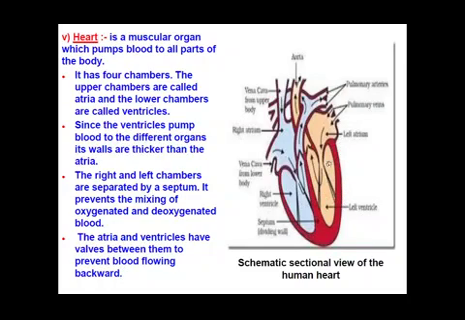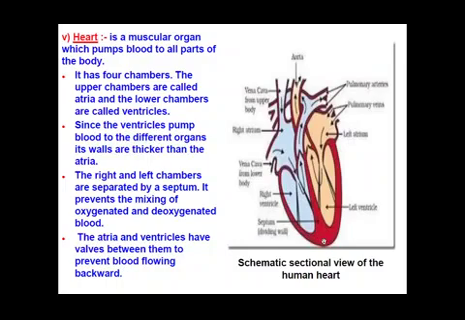Both these sides, the right side and the left side, are separated from each other with the help of a dividing wall. You can see over here in this figure, there is a wall between the right component of the heart and the left component of the heart, and this dividing wall is known as the septum.